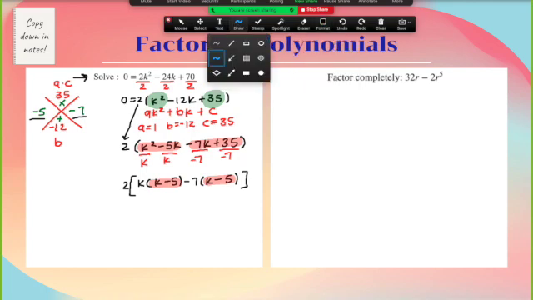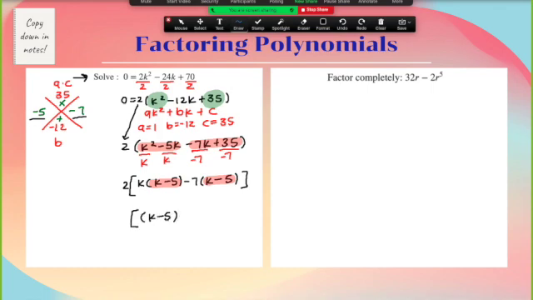So because of that, we can create our new factors, which is going to be k minus 5. That's the one that was exactly the same as the other. And the other factor is going to have the leftovers. It's going to have the k and the negative 7: k minus 7. And then we still have that 2 on the outside. So after we do all of that, we still need to solve for k.